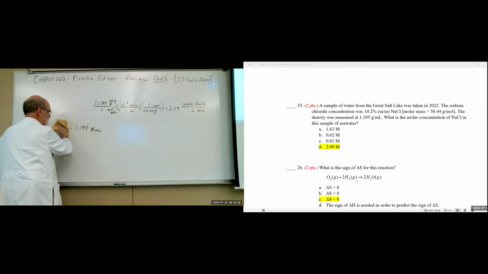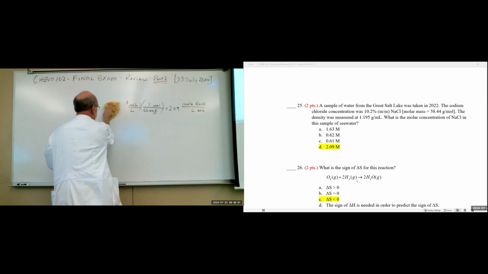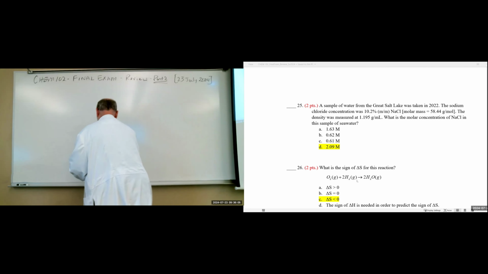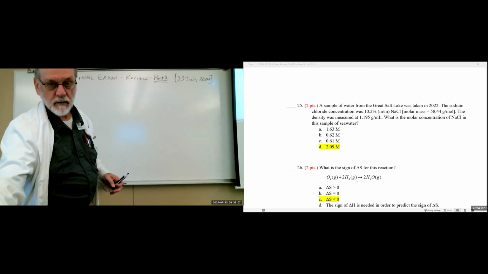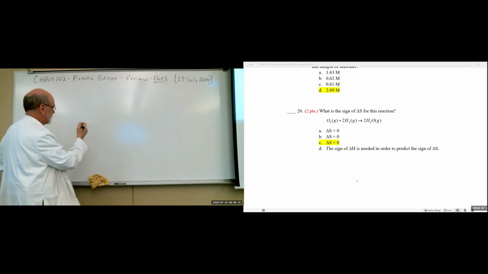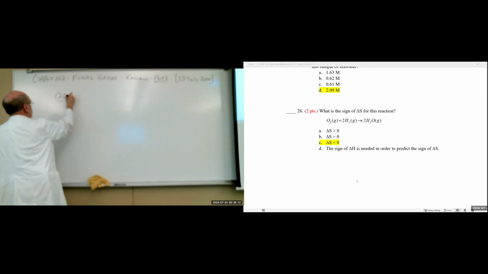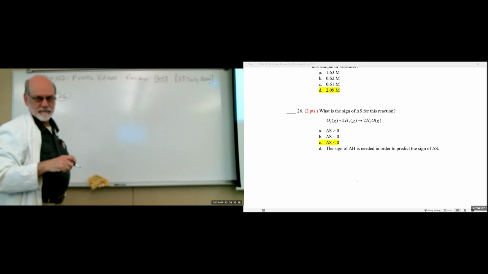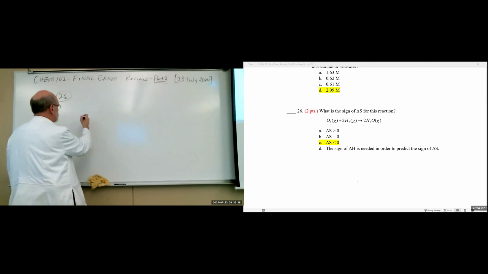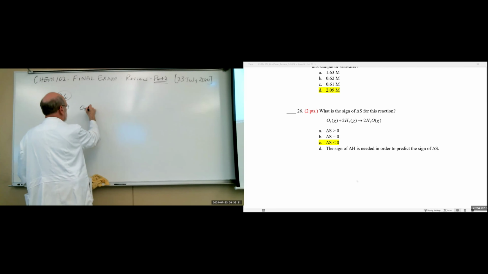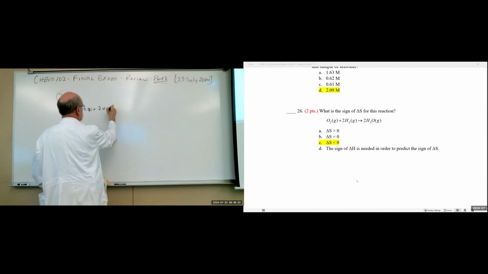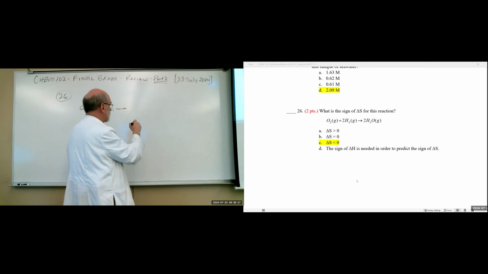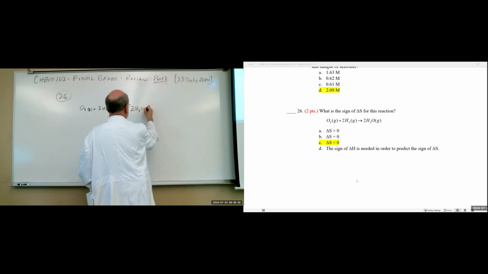25. Twenty-six. What is the sign of delta S for this reaction? So we have O2 plus 2H2 yields 2H2O, gas.